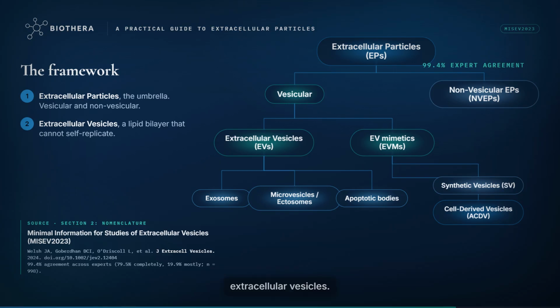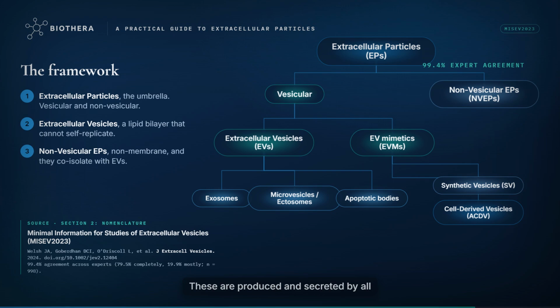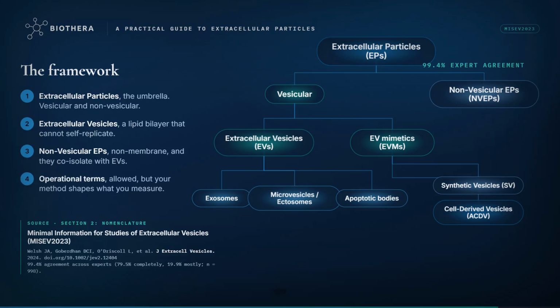Number two, extracellular vesicles. EVs is the accurate term for lipid bilayer enclosed particles that cannot self-replicate. These are produced and secreted by all living cells. Number three, non-vesicular extracellular particles, NVEPs, are non-membrane assemblies, and they co-isolate with EVs more than most people realize. Number four, operational terms are permitted, but use them carefully.